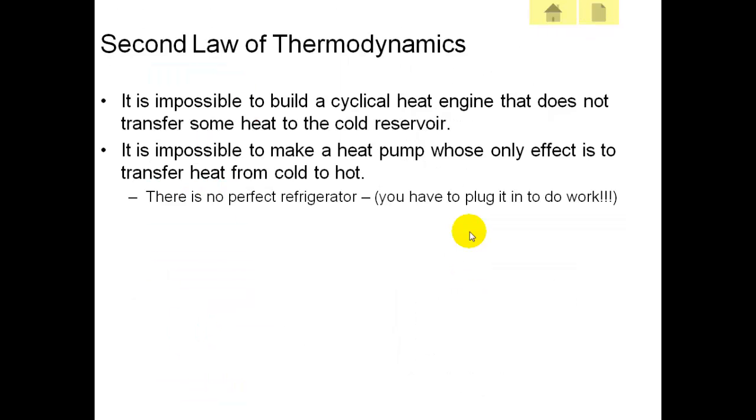The second law of thermodynamics: it's impossible to build a cyclical heat engine that does not transfer some heat to the cold reservoir. Or in other words, it is impossible to make a heat pump whose only effect is to transfer heat from cold to hot. In other words, there's no perfect refrigerator. You have to do work. You have to plug it in.